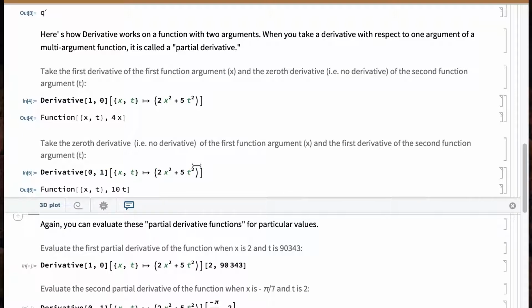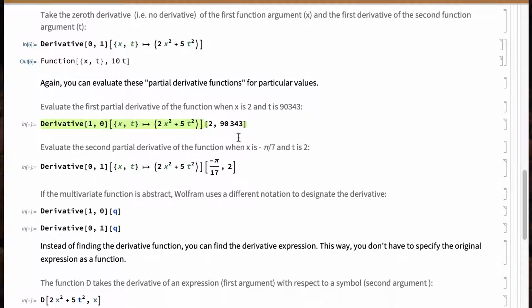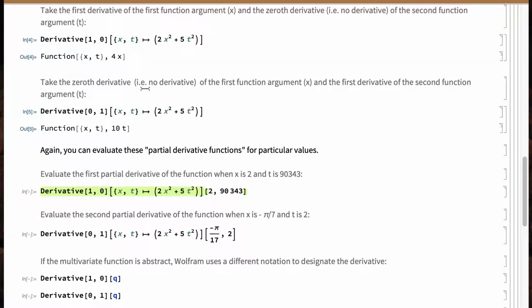And just as we could evaluate a function object produced by the derivative operation at particular values, we can do this with partial derivatives as well. So here I'm going to take that partial derivative of this function with respect to x and then evaluate it at the values 2, 90,343, which I use to basically clue you in that the second argument doesn't make any difference. And again, let's see if we can do it by hand. It's 4x and x is 2, so I think this is going to be 8.